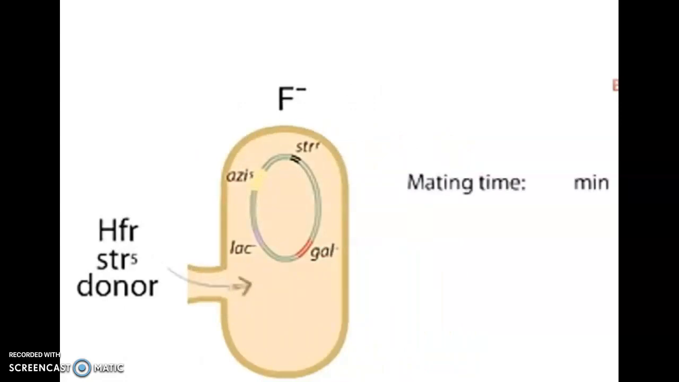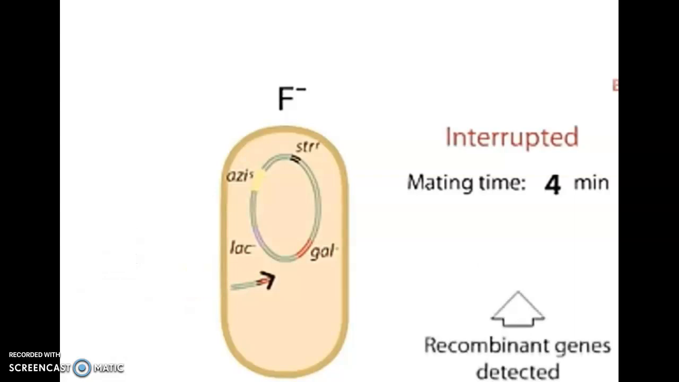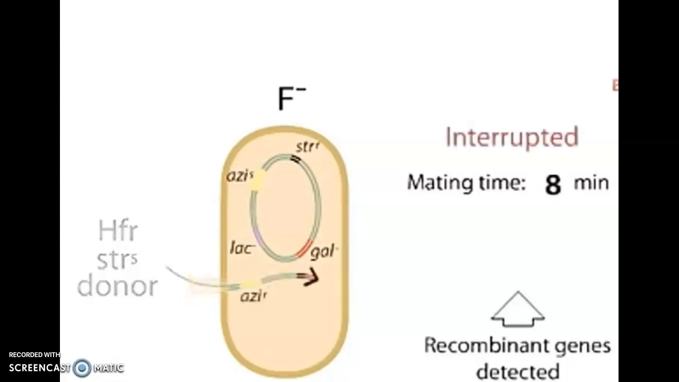And once the F instructs the gene transfer, we start the mating clock. And if we interrupt this mating at 4 minutes and add streptomycin and test for any recombinants among the F- survivors, none are found. Now, if we wait for 8 minutes to interrupt the mating, we find that the azide resistance allele has been transferred.